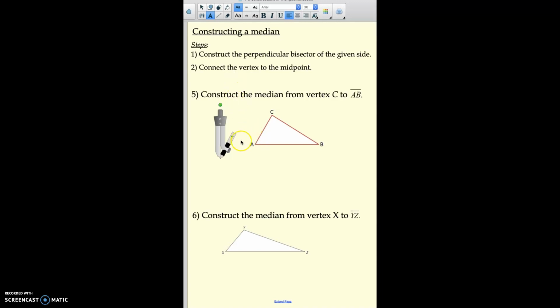Okay, so again, we're going to do the same exact construction that we just did on the last slide, in terms of the perpendicular bisector. So I'm going to first find the perpendicular bisector of AB. Again, I'm going to put my fixed point on A, and I'm going to slide this compass out more than halfway across AB. It doesn't matter how much further, it just has to be more than half.